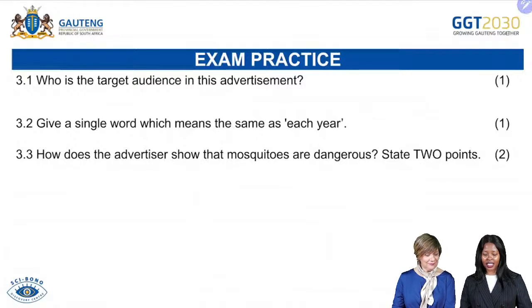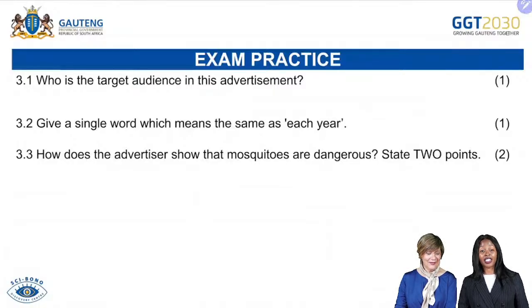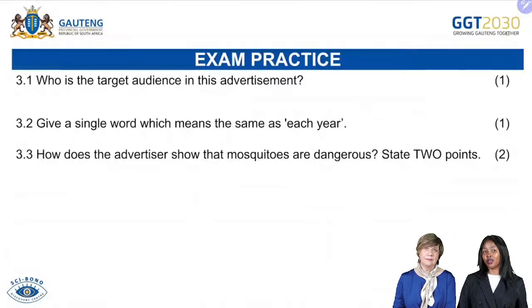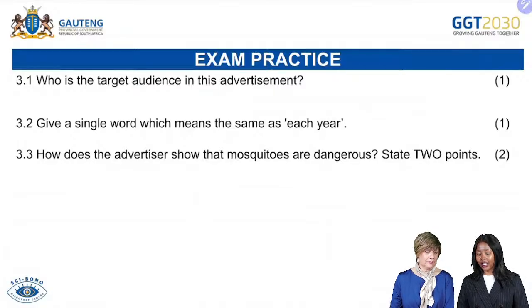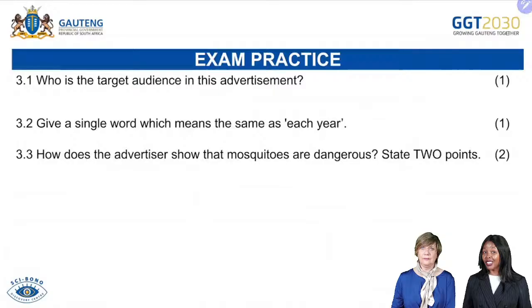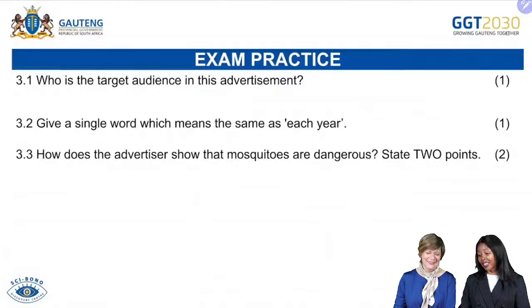Then the next question is, how does the advertiser show that mosquitoes are dangerous? State 2 points. This type of question would require you to go back to the text and look at the different things that are mentioned in the text, and then you find your answers there. Remember, every response you give must be text-based. So you don't give ideas or answers of things you think maybe. All the answers must be text-based for you to get the right answers.